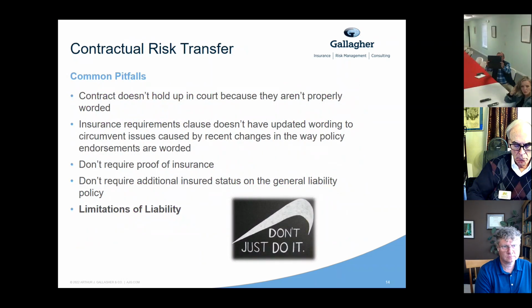We've reviewed some of the common pitfalls last time, so I'll just quickly go over them. And we did just talk about them not holding up in court. The way your insurance requirements are worded is extremely important. Policy forms are changing all the time to try and reduce coverage for additional insureds.